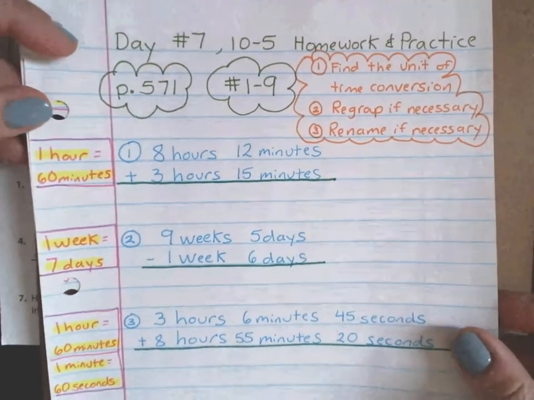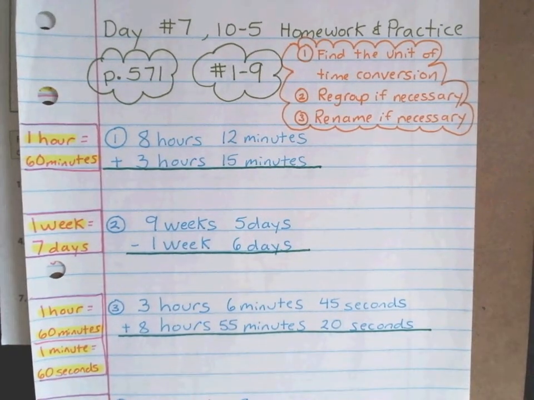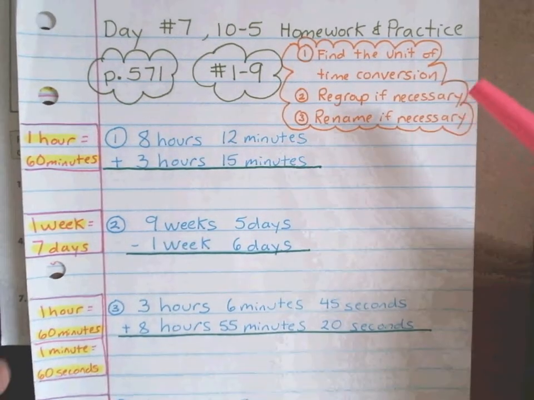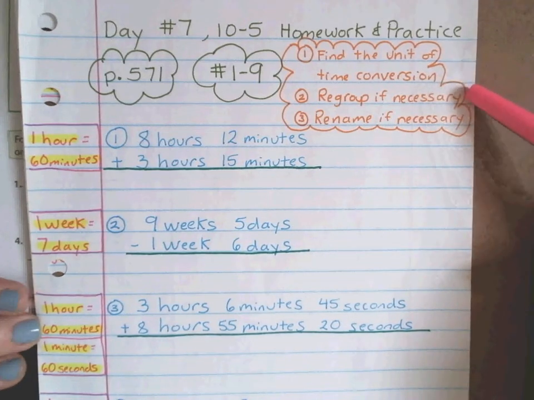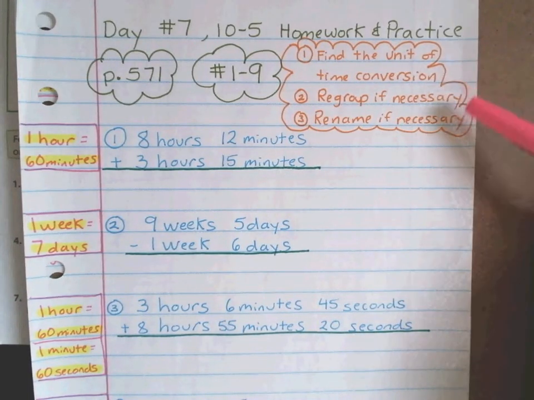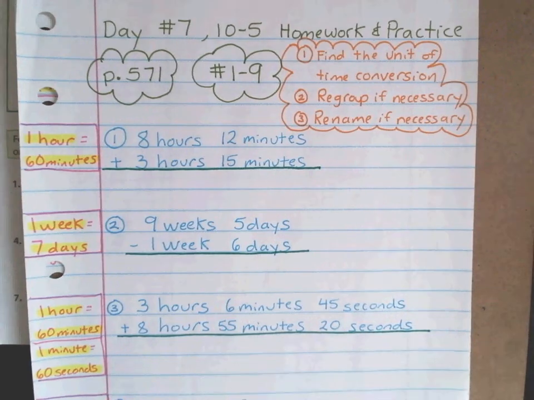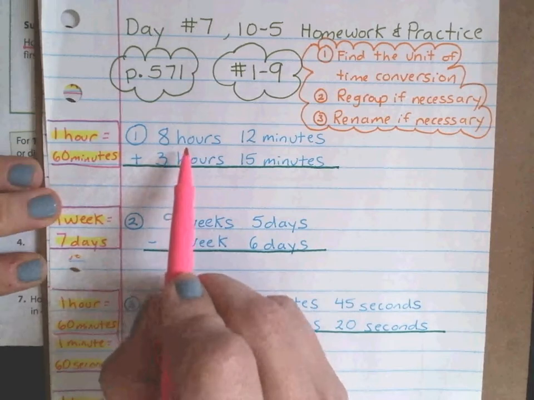So here's the first few problems, and I did break down the directions for you, so let's go over them real quick. So when you're doing these, first you're going to need to find the unit of time conversion. Then we're going to regroup if necessary, and then we will rename if necessary. So I'm going to be going through these 3 steps for the problems that we're doing today, and it should make more sense to you as we go through these problems. So let's take a look here.